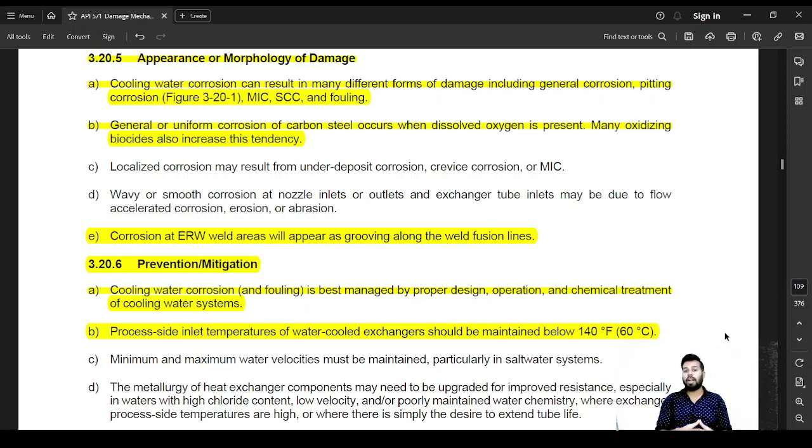Wavy or smooth corrosion at the nozzle inlets or outlets and exchanger tube inlets may be due to flow accelerated corrosion, erosion, or abrasion. Corrosion at ERW weld areas will appear as grooving along the weld fusion line.